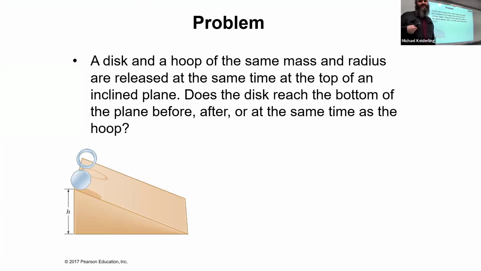So here's a problem about this. I just answered this, but if a disk and hoop of the same mass and radius are released at the same time at the top of an inclined plane, does the disk reach the bottom of the plane before, after, or at the same time as the hoop? Well, I literally just went through the logic for this.